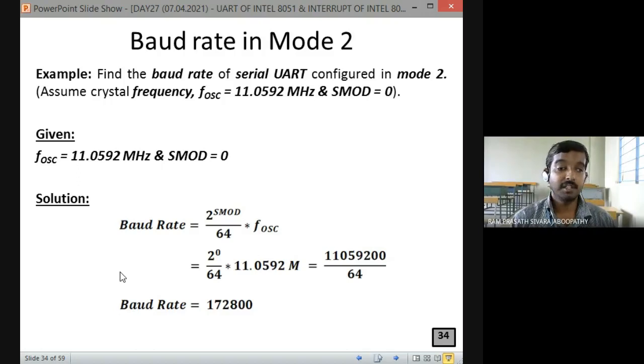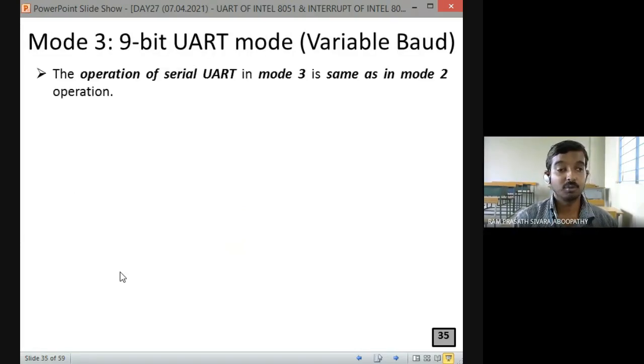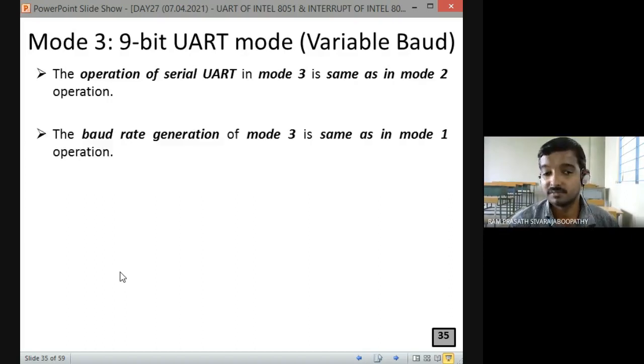So that's all about the baud rate generation in mode 2. As for mode 3, what have we said? Mode of operation is similar to mode 2. Fine. Baud rate generation is similar to mode 1. That's all. Is it clear?